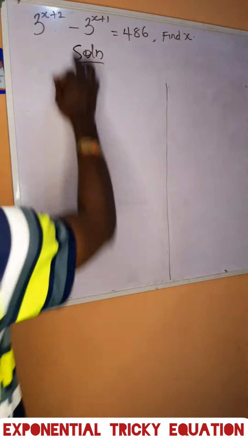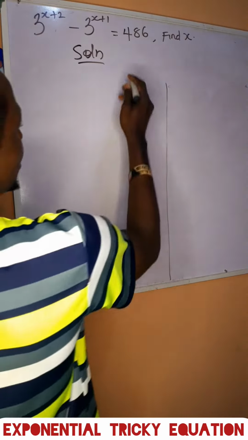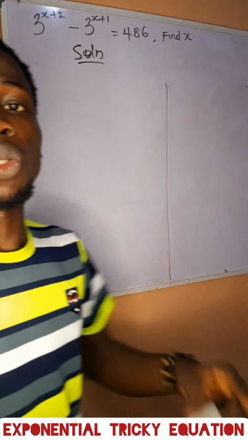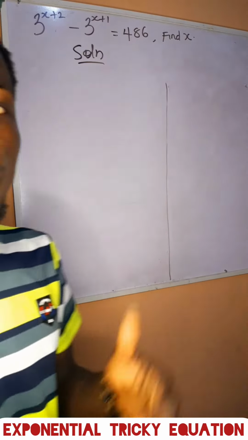Now remember that this is subtraction and not division. If it was division, it would be very easy, because applying the rule of division in indices, since they have the same base, you just subtract their powers. But this is minus, so we're going to be taking a different route.